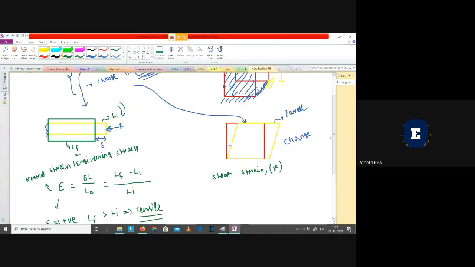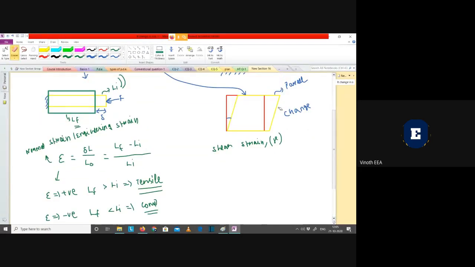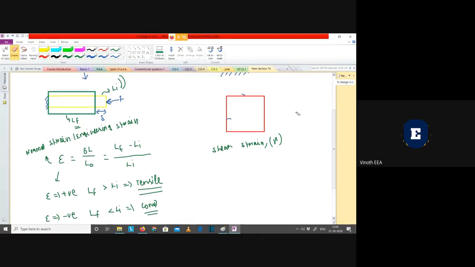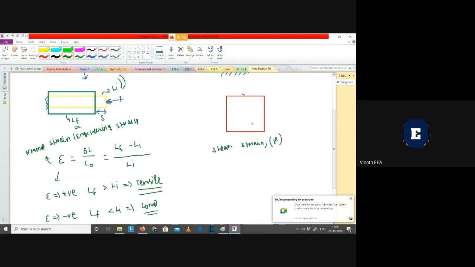Okay, and now how to find out shear strain? Simple. Let me erase it, and I will do it from the beginning. Shear strain is given as... until now, were there any doubts? True stress, true strain, I will talk about it later. But for now, it is engineering strain.